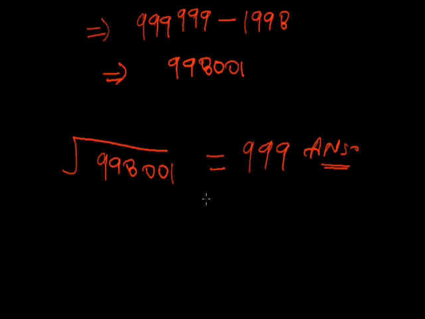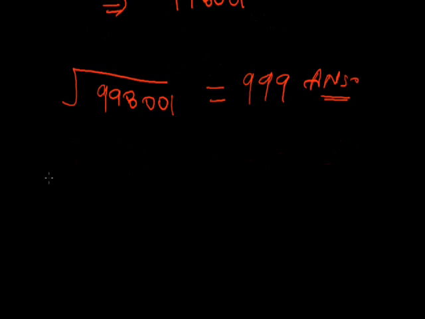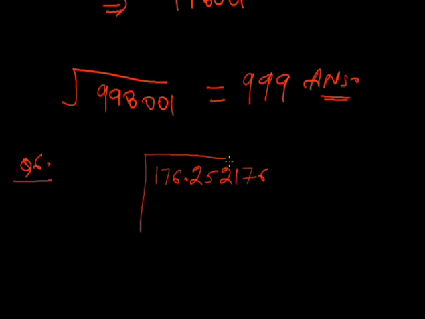Now moving to the last question of today's lecture, which is how to find the square root of decimal fractions. If you want to find the square root of a decimal fraction, first of all, take a question like this. Question number 6. We want to find the square root of 176.252176. Now, to start with these type of problems, always make pairs from the unit digit and put a 0 over here to make the pair.